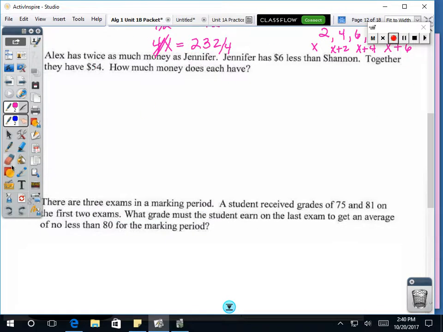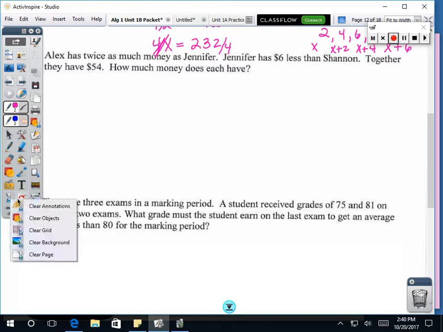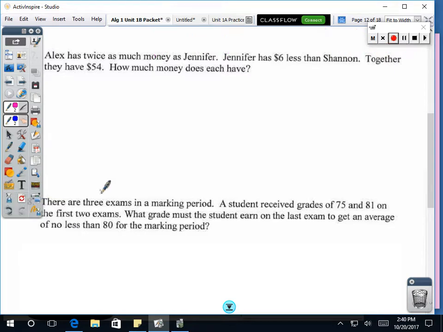Alex has twice as much money as Jennifer. Jennifer has $6 less than Shannon, and together they all have $54. So how much does each of them have? So we have Alex, we have Jennifer, and we have Shannon. And all we know about them so far is that when you add up all of their money, which is unknown, it adds up to $54.